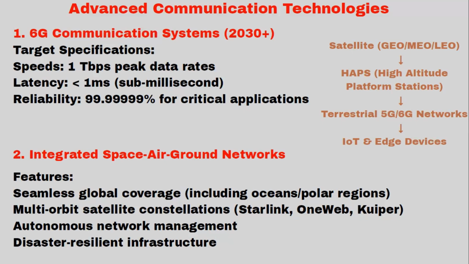Okay, so HAPS, high altitude platform stations, terrestrial 5G, 6G networks, IoT and edge devices will be there. These are the things which we are discussing and can study more about in advanced communication technologies.